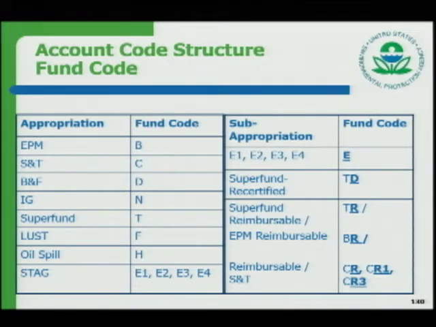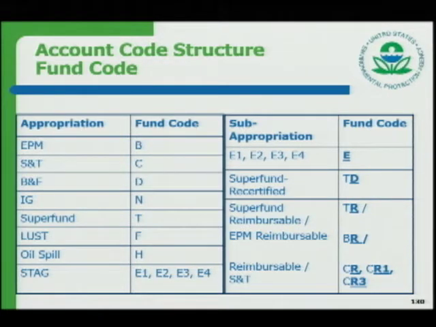STAG, we mentioned we break up into 4 components. So there you get E1, E2, E3, and E4. On the sub-appropriation side, you also see that there's a D and that there are Rs. We'll be talking about reimbursables tomorrow, but any fund that ends in an R is going to be your reimbursable fund. So regular Superfund is T, Superfund reimbursable is TR.